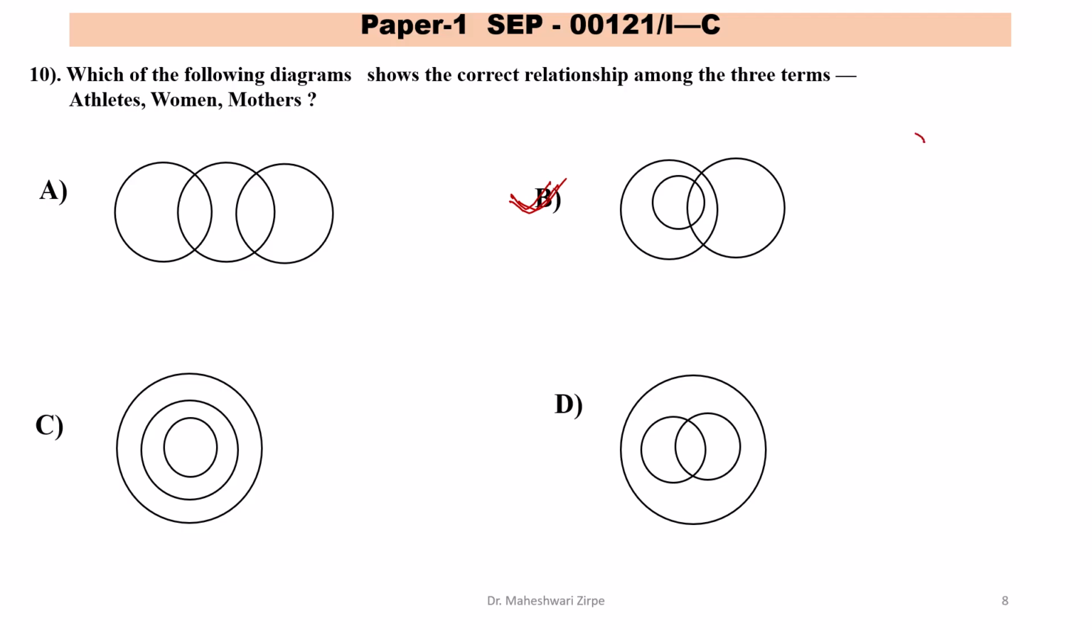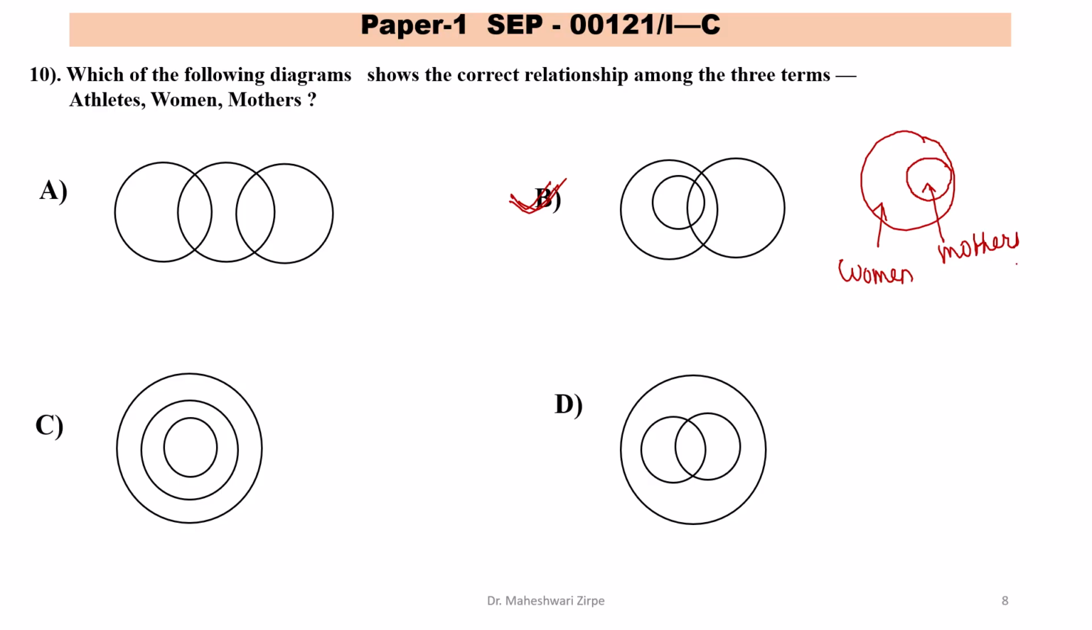Let us consider this is woman, and out of these women, some will be mothers, but all mothers will be women, correct? So this indicates mothers, and this indicates women. So we can show it in this fashion for woman and mother.